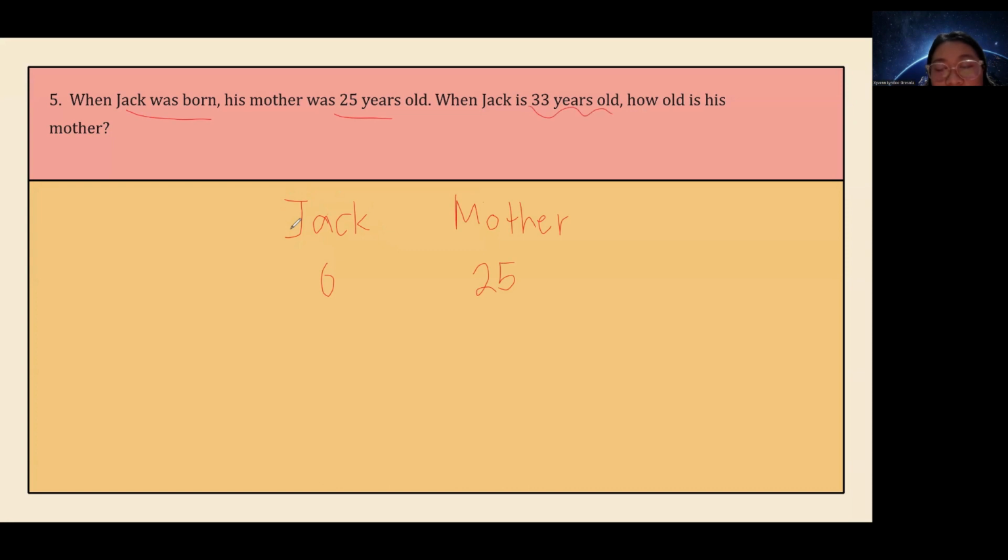Now, when Jack is 33 years old, that means that 33 years would also pass by. So 0 here would be plus 33. So 33 years later, what would be the age of his mother? We just have to add 33 years also to mother's age when Jack was born. So that is 25 plus 33, 5 plus 3, 8, 2 plus 3, 5. So his mother's age is 58. Okay, very easy, right?